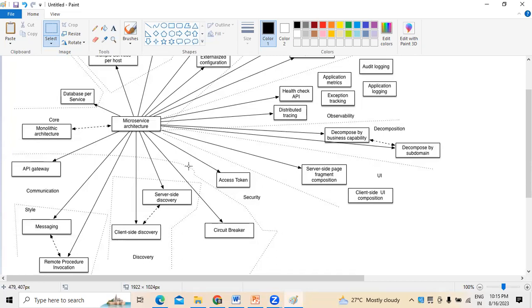Now, when we are talking about UI patterns, like user interface patterns, there are server-side page fragment compositions followed by client-side UI compositions. Single service per host and multiple services per host are the two different deployment strategies, where the cross-cutting concerns patterns will be connecting to the microservice chassis pattern and externalized configuration, all these in this regard.